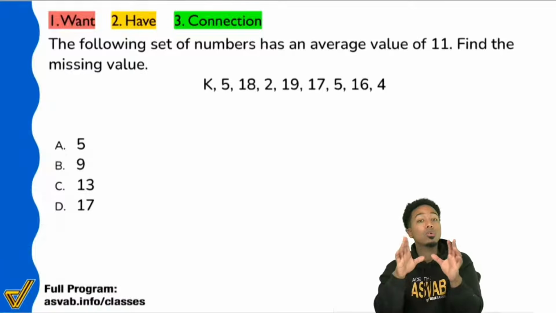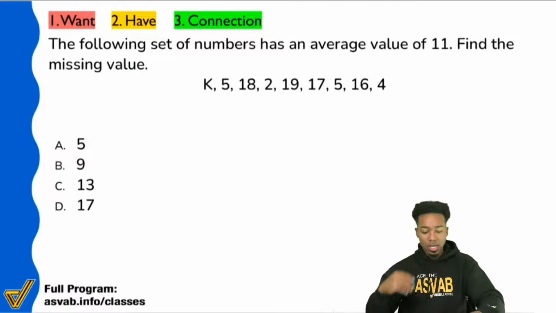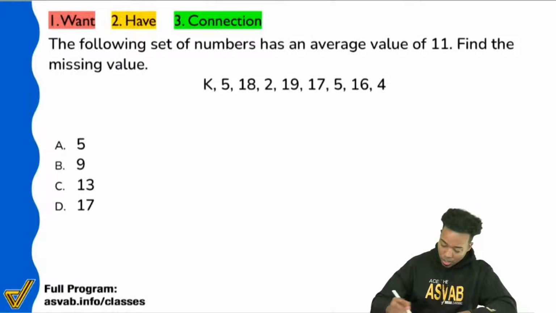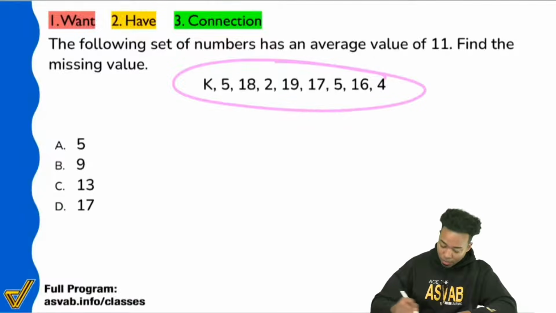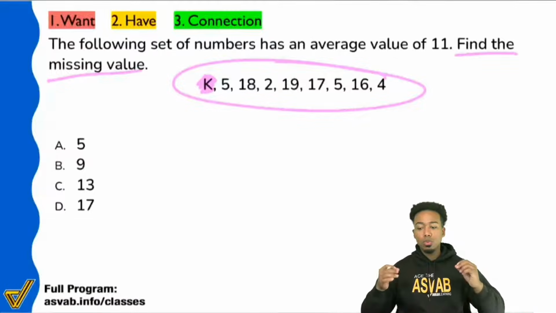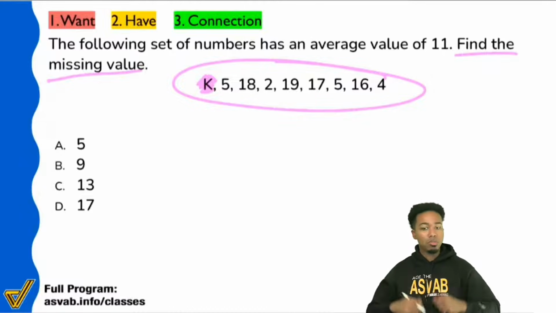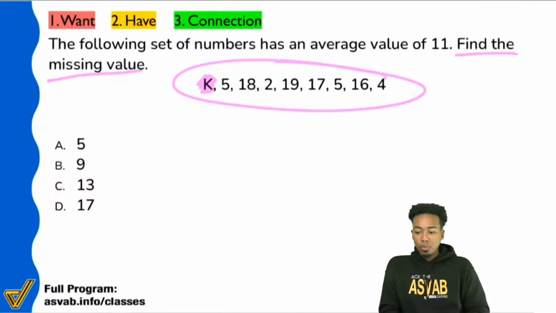Step 1, read the question. Did everybody understand that we are looking at a list of numbers? It says we have a list of numbers here, and we're trying to find the missing value, which is going to be K right here. So step 1, do we understand that we're looking for the missing number in that list? No math yet. We're just looking for that missing number.